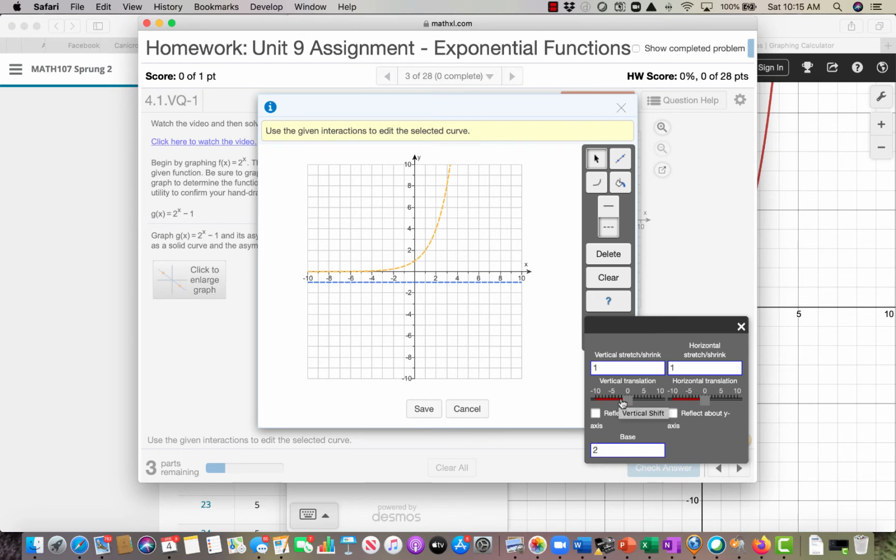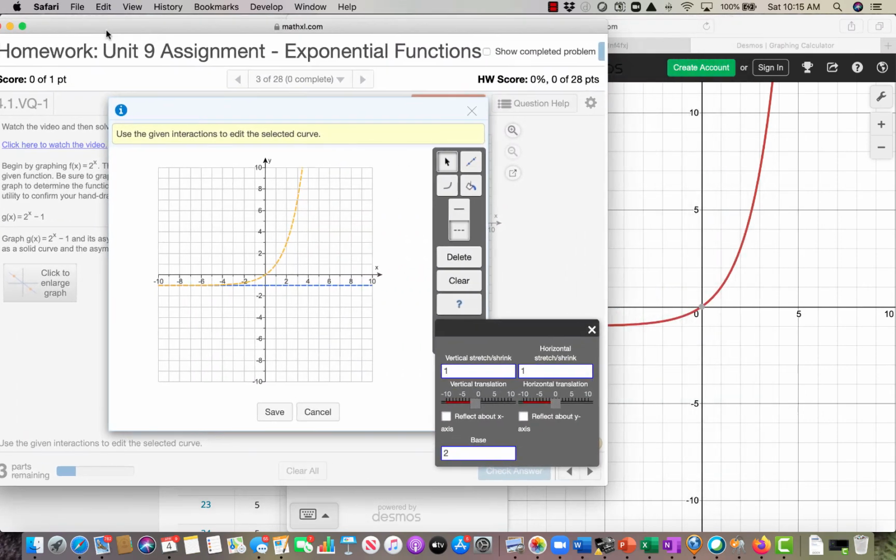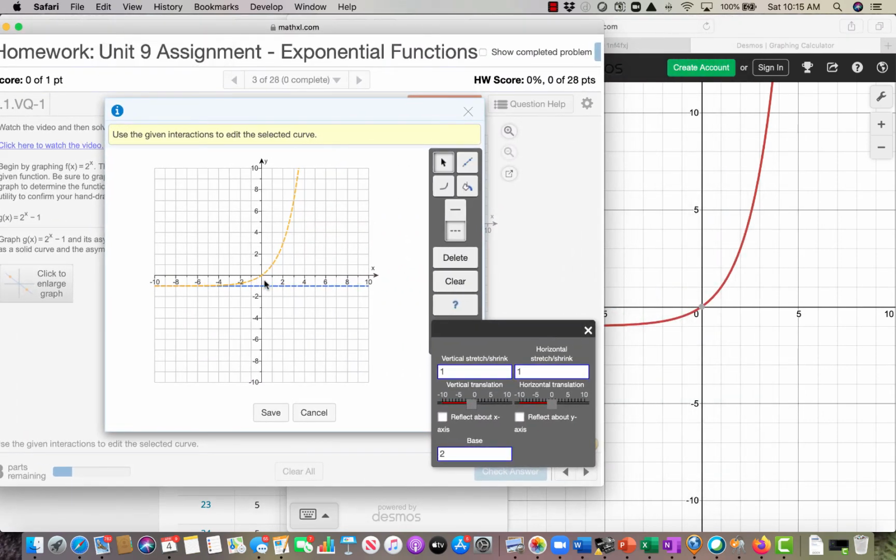And I'm going to shift this down 1 because of the -1. It's the equation y equals 2 to the x, but it has a shift downward of 1. So I'm going to change this vertical shift to -1. Now I'm going to compare these two graphs. Let's see if I can pull them up side by side just to see. Okay, so I've got that, and I'm going to check just another point on the graph.